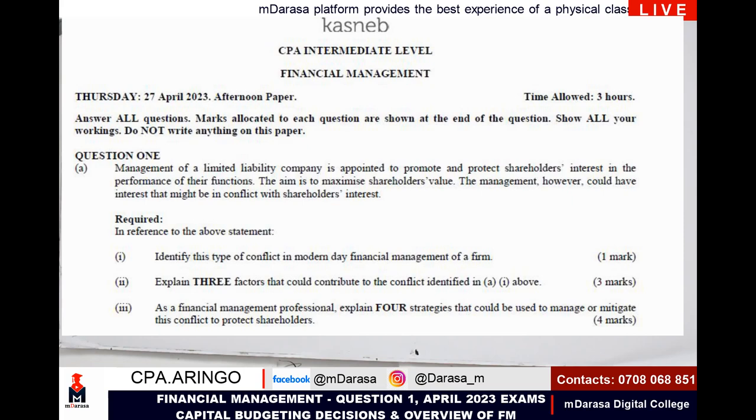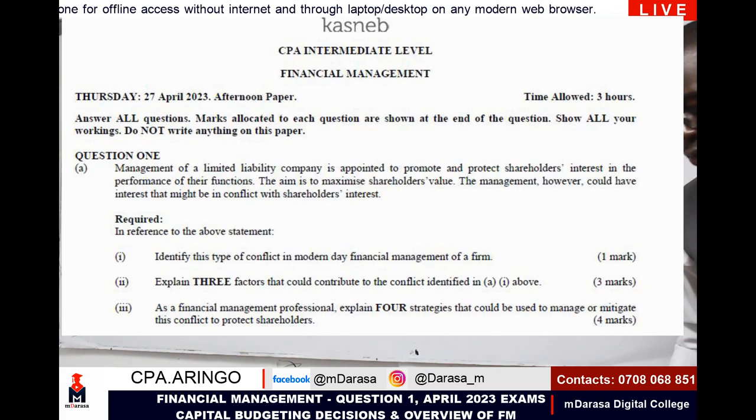as a financial management professional, explain four strategies that could be used to manage or mitigate this conflict to protect shareholders. We've identified and agreed that, yes, this conflict will arise. So therefore, as a management professional, how then can we make sure that these conflicts are avoided? How will you make sure that these conflicts are avoided?